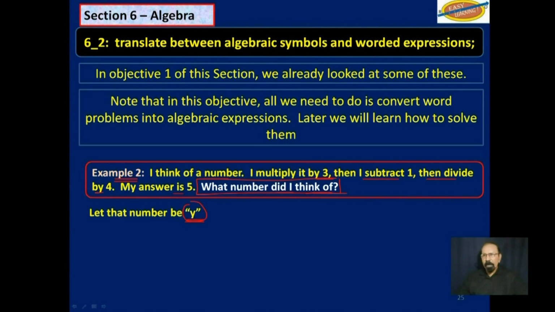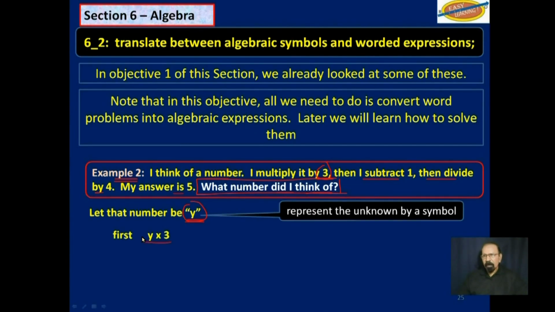So what did we do with y? We will multiply it by 3. So y multiplied by 3. You have to do that first, so you put it in bracket like this. Then subtract 1. Then divide all of that by 4. So you have to put all of this in a bracket and divide by 4. And my answer is 5, so all of that would be equal to 5.